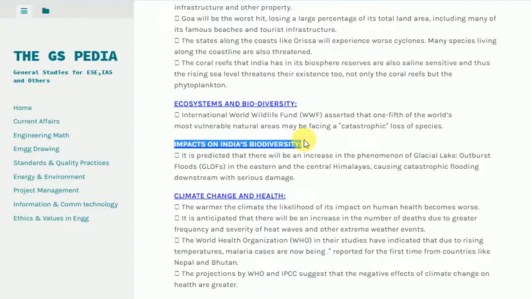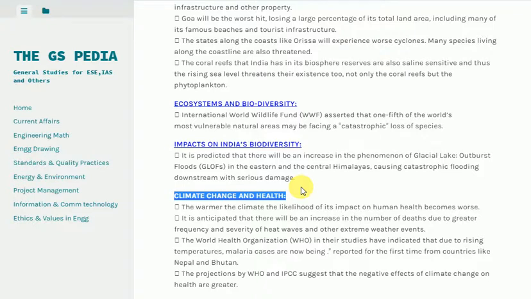It is predicted that there will be an increase in the phenomenon of glacial lake outburst floods (GLOFs) in the eastern and the central Himalayas, causing catastrophic flooding downstream with serious damage. Climate change and health. The warmer the climate, the more likely its impact on human health becomes worse. It is anticipated that there will be an increase in the number of deaths due to greater frequency and severity of heat waves and other extreme weather events.